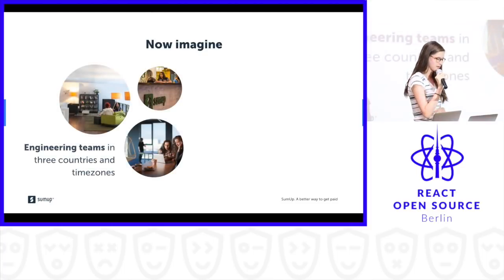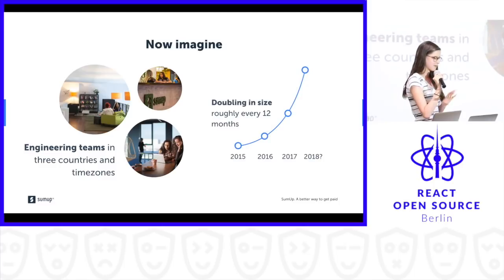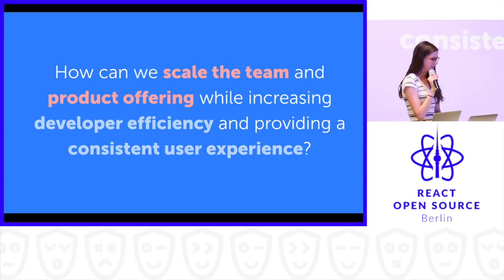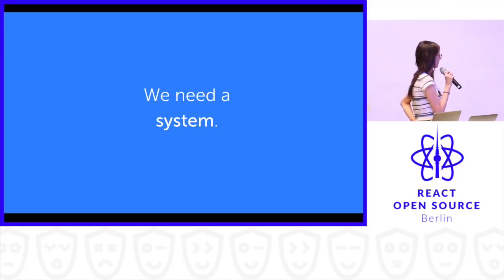Now, imagine this. As I said, we're growing a lot. We have engineering teams in 3 countries and 3 time zones. And the size of our engineering team has been roughly doubling over every 12 months. So this presented a question to us. How can we scale the team and the product offering while actually increasing developer efficiency and providing a consistent user experience? Because if everybody's just developing the same things, then you're not really actually increasing your efficiency and accelerating your efficiency. You're just kind of growing at the same pace. And to answer this question, we realized that we needed to take a more systematic approach.